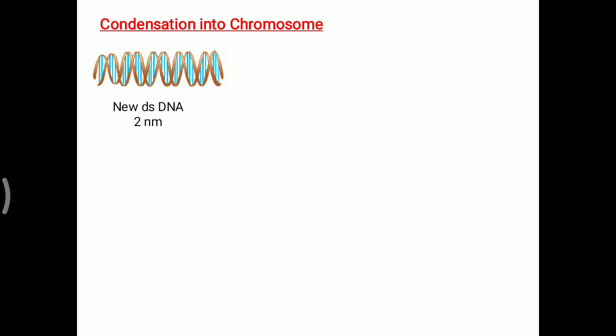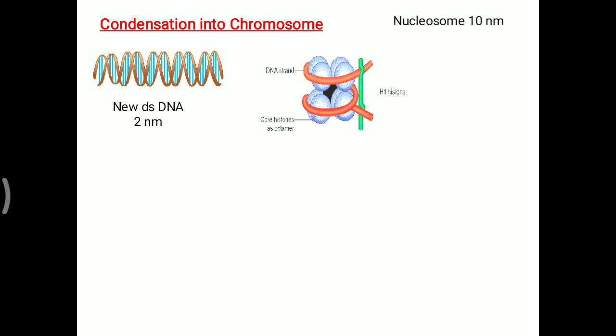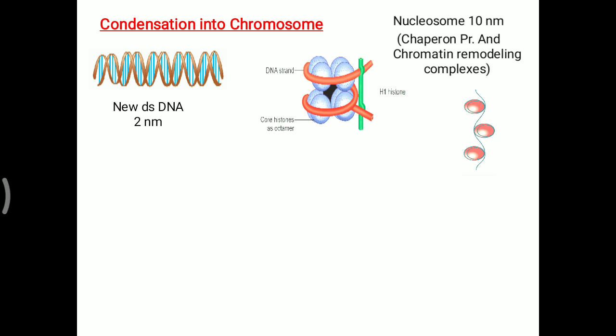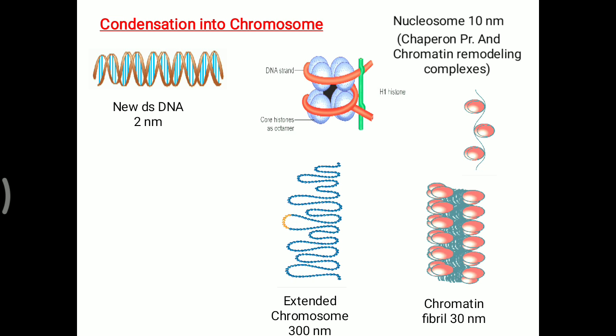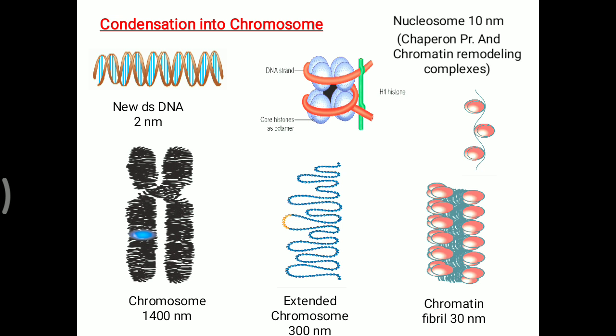So let us look at how chromosome formation occurs. The new double-stranded DNA molecule is 2 nanometers in size. First it will wind around the histone molecule. The histone and the newly synthesized double-stranded DNA make the nucleosome, and this winding occurs with the help of chaperone proteins and chromatin remodeling complexes. It is about 10 nanometers in size. Further, there is condensation of nucleosomes making a chromatin fibril about 30 nanometers in size. Further, the extended chromosome makes 300 nanometers in size. Further condensation, and lastly formation of the chromosome, is about 1400 nanometers.